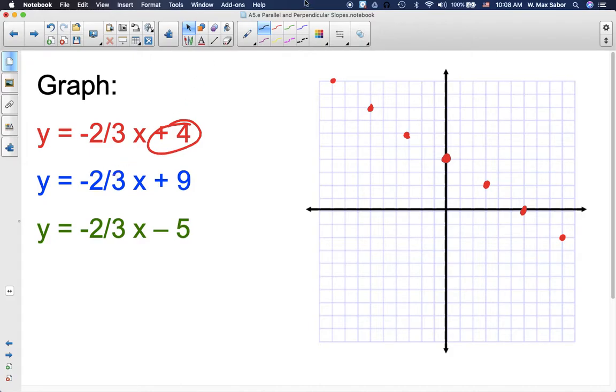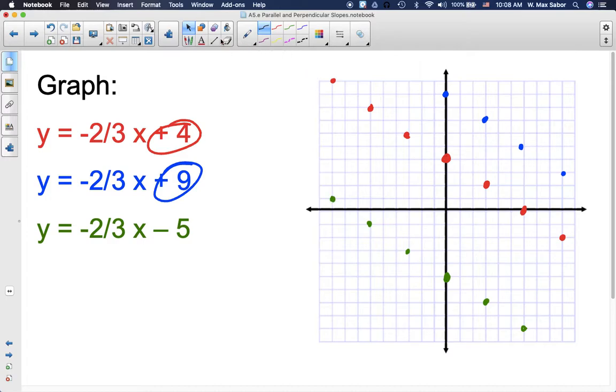For the second one, we have plus 9, and that's our y-intercept, and our slope is negative 2/3, down 2, right 3. For the third one, our y-intercept is negative 5, and we're going down 2, right 3 again, because these all happen to have the same slope.